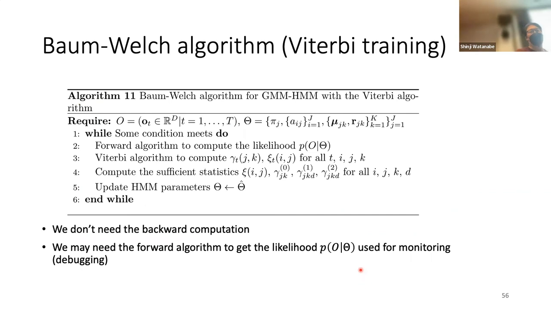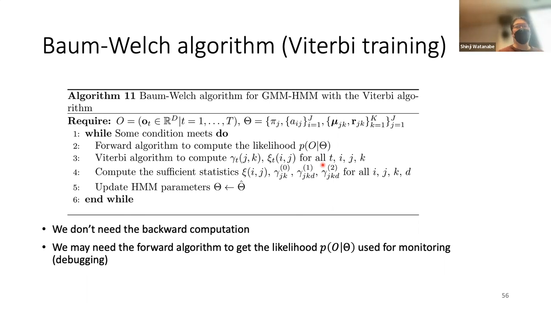Okay, so let's revisit the Baum-Welch algorithm, but based on Viterbi training. This approach replaces the forward-backward algorithm here with the Viterbi algorithm, then computes the gamma, xi and so on, and then we update the HMM and GMM parameters. I usually also use the forward algorithm to compute the likelihood, because this provides the accurate likelihood, and then we can also check convergence and so on. But anyway, by using Viterbi training, we can simplify the Baum-Welch algorithm.